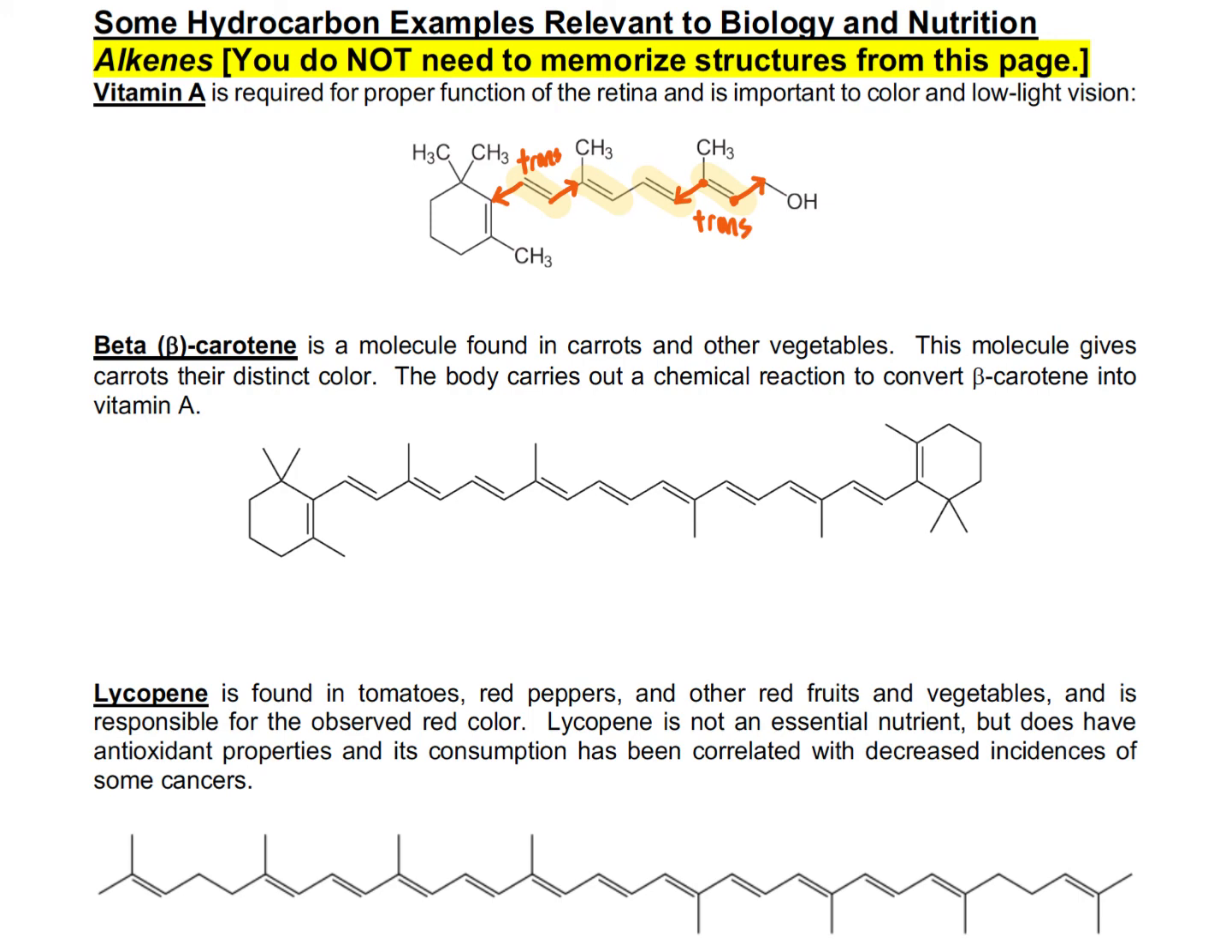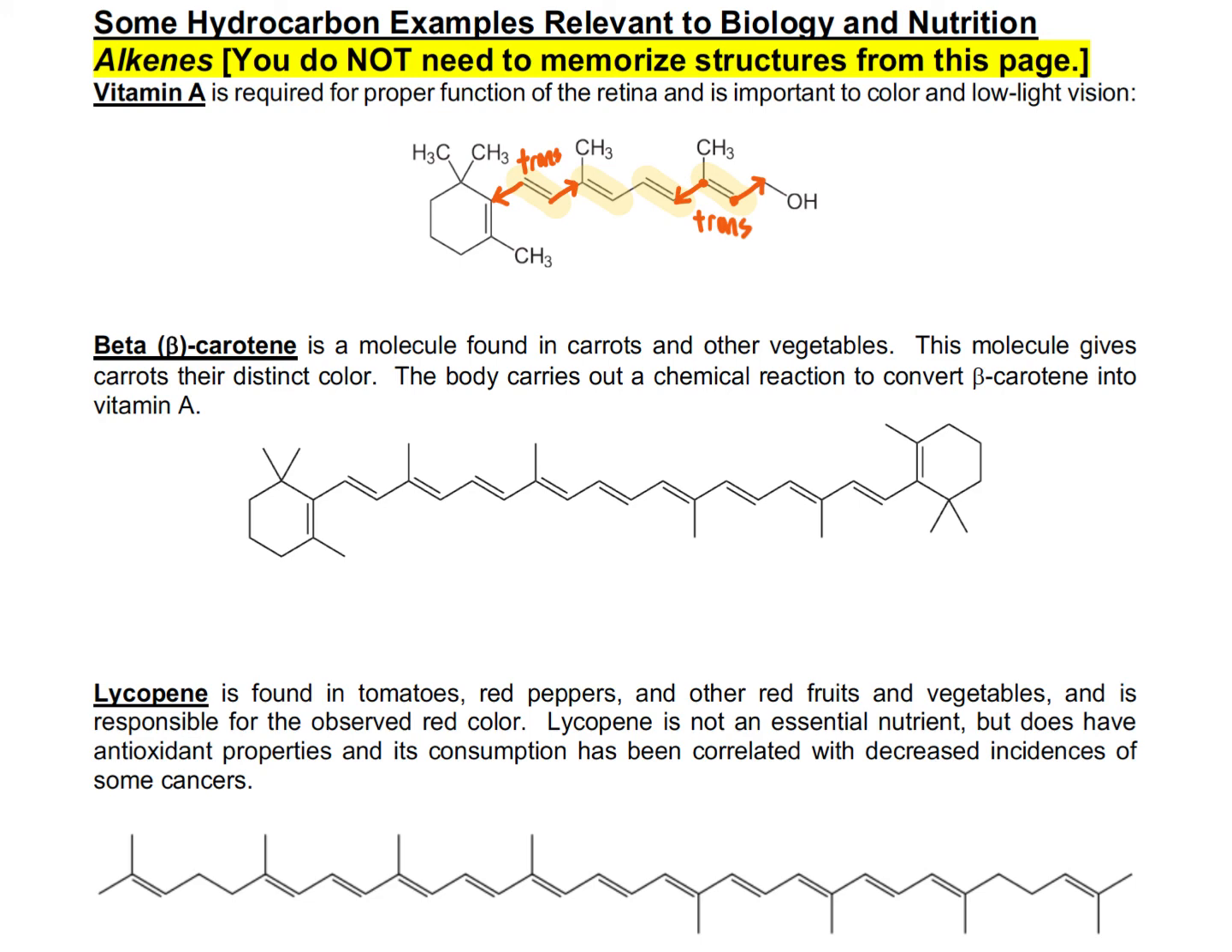So within the vitamin A molecule, which is required for proper function of the retina and is also essential for vision in low light, where deficiencies of vitamin A can result in poor night vision, this trans configuration throughout here is essential. And if any of those trans become cis, the molecule will no longer function as vitamin A. The biological function of it will totally change. So it's essential to be able to recognize this as trans.